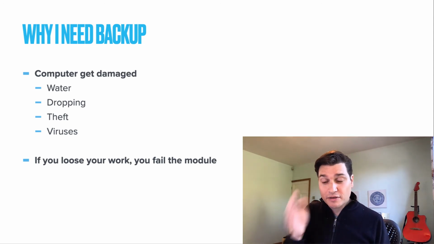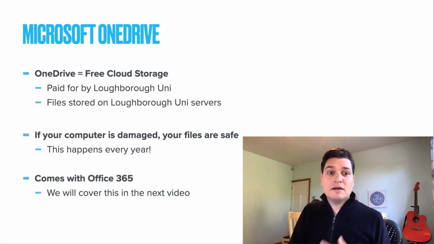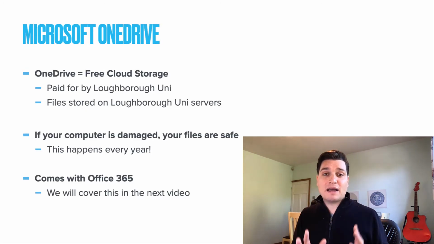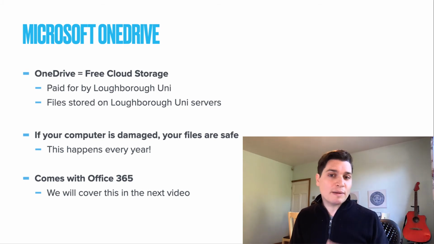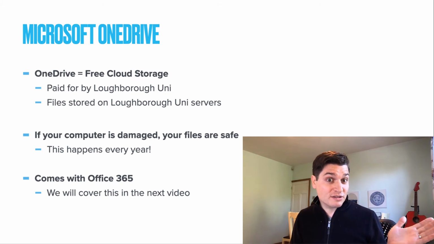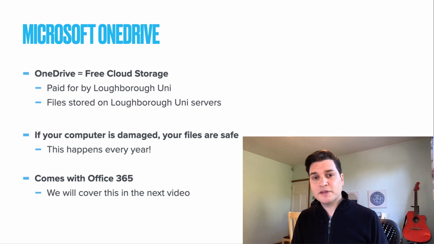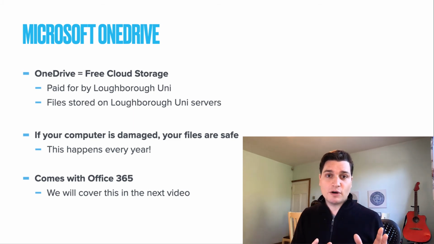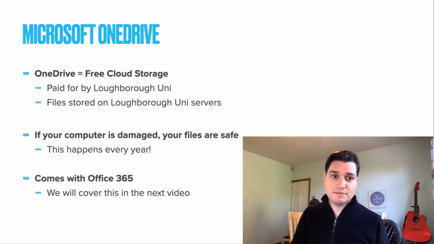So let's avoid that. Now, computers can get damaged in any number of ways: water, dropping, theft, or a virus. So you must have your work. The best way to back up your drive, and the simplest, is using Microsoft OneDrive. Microsoft OneDrive is included in Office 365. So if you followed my previous steps about Office 365, you've already got this. You just open up the OneDrive folder, put your files inside, and you're fine. It uploads them for you.